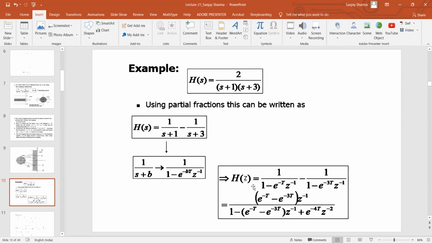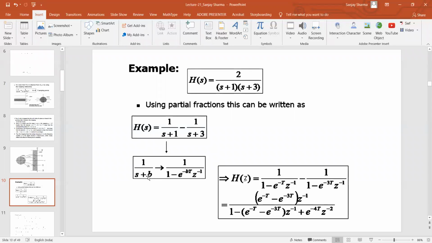So I can get H(z) from here: 1 over 1 minus e to the power minus T z to the power minus 1 for the first term, and I can solve the second term. The denominator polynomial will be a second order polynomial in z to the power minus 1 and z to the power minus 2, and there will be a zero also, with the coefficient e to the power minus T minus e to the power minus 3T. And two poles will be there. These are the coefficients of the filter. This is the conversion we have done in this example, where we converted an analog filter to a digital filter using the impulse invariant method.